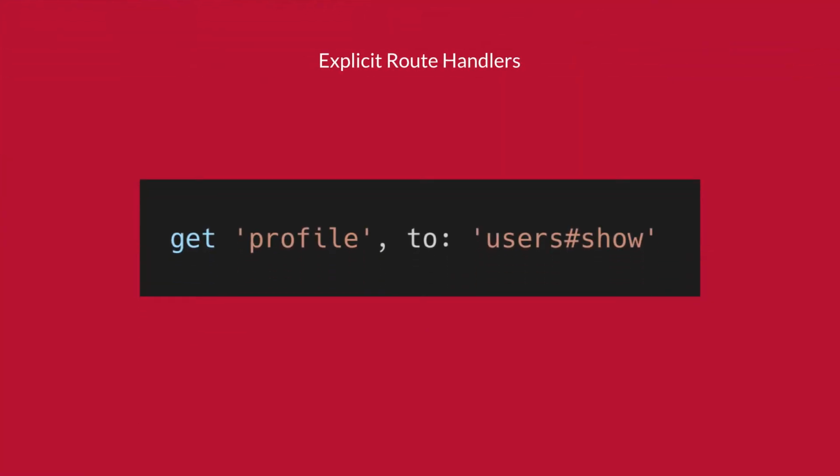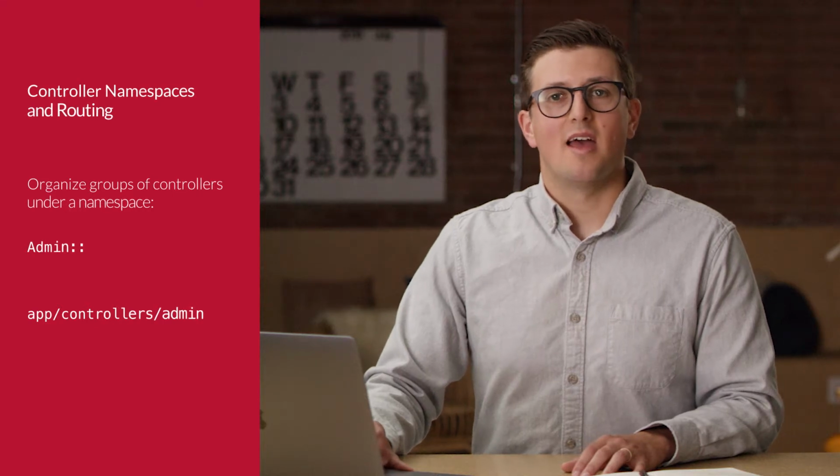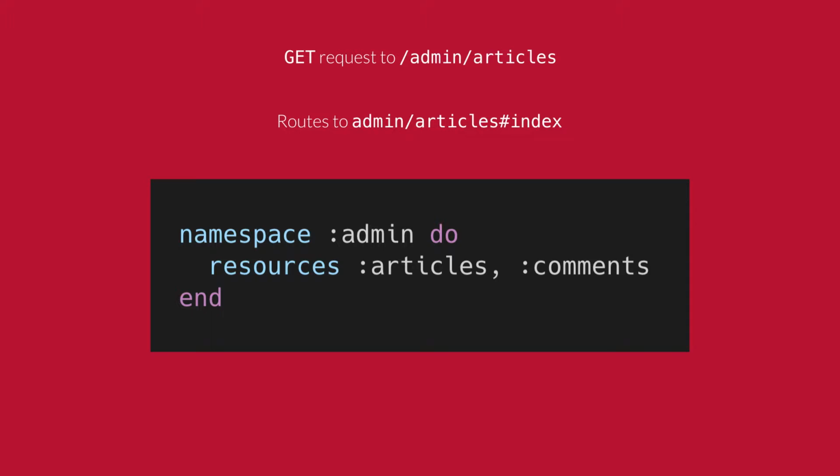You can manually route a specific path to a specific controller and action. The to field expects a string in the controller#action format. If you want to organize groups of controllers under a namespace, for example, admin, you can place these controllers under the app/controllers/admin directory and group them in your router like this. This means that a GET request to admin/articles would route to admin/articles#index.